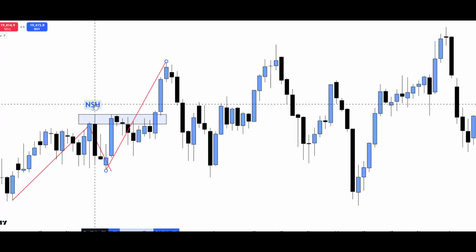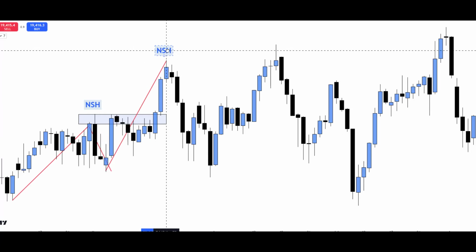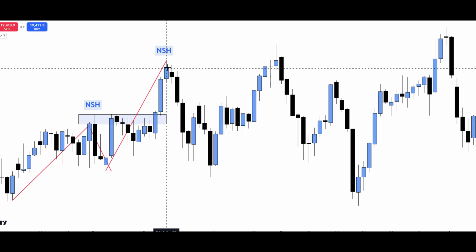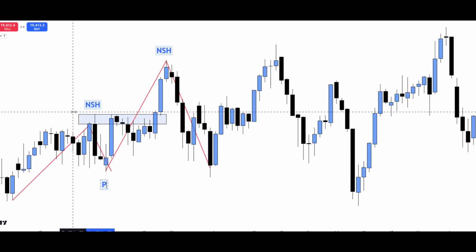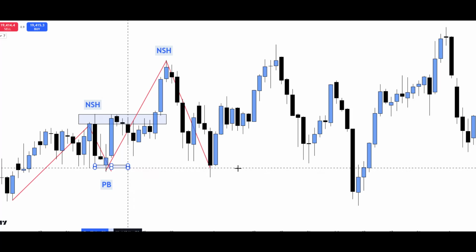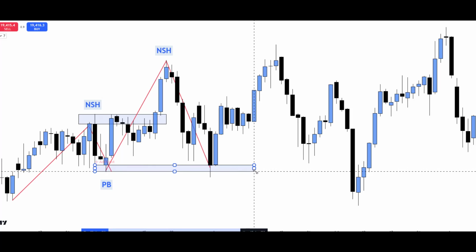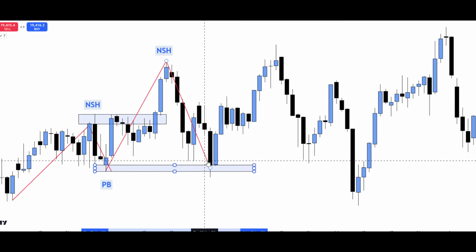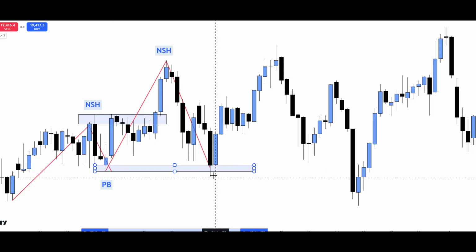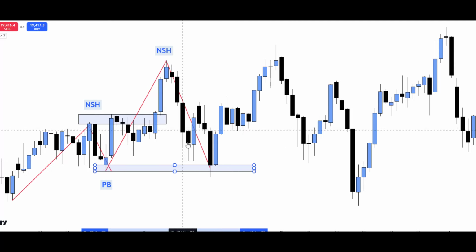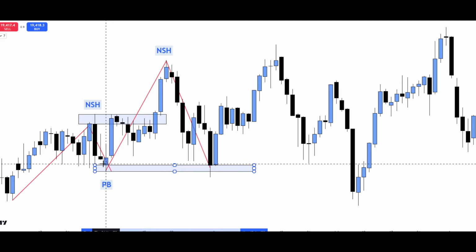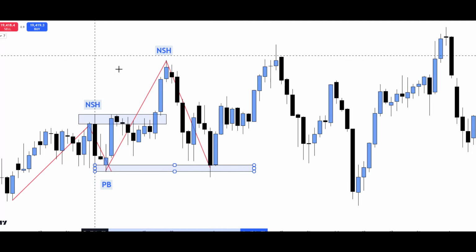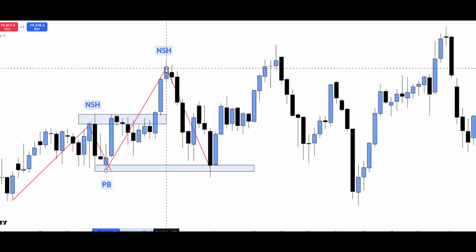So we then have this second new structure high up here, and we get a pullback, and the pullback comes all the way down. Let me just mark this pullback on to our previous pullback. Now what you'll notice if I mark this zone on as well from the previous pullback is that price comes down and tests this zone but doesn't close below it. You could say that it's come down, swept the liquidity there, taken liquidity and moved up. But for this example, we're just going to say that it's spiked below it, and it's closed above it. So we're still bullish. We still consider this to be a bullish trend. And we're looking to take longs.